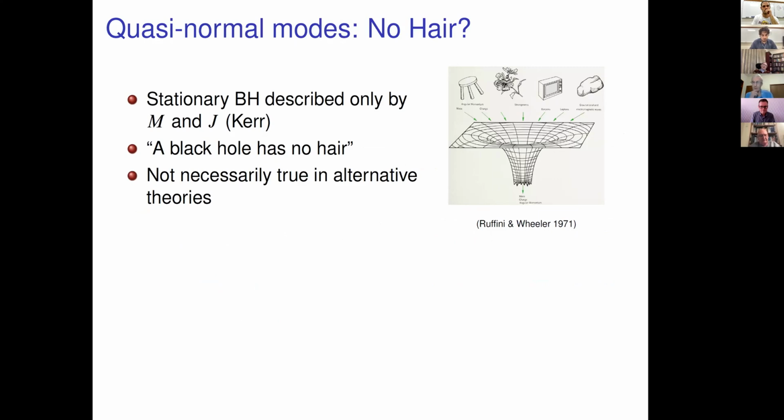Okay, so let me talk a little bit more about quasi-normal modes. We have this famous aphorism of John Wheeler, a black hole has no hair, to describe this fact that a stationary black hole is described only by mass and spin, the Kerr solution. And here I'm focusing on astrophysical black holes, so I'm assuming that any charge is rapidly neutralized by plasma and will be very small from a gravitational point of view.